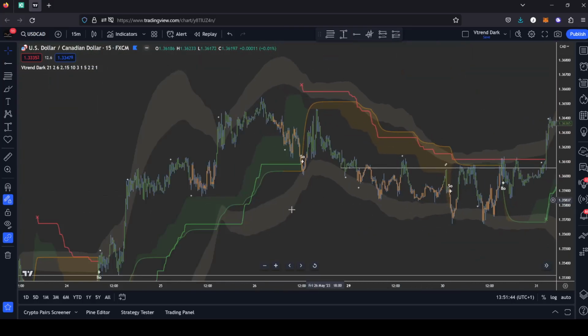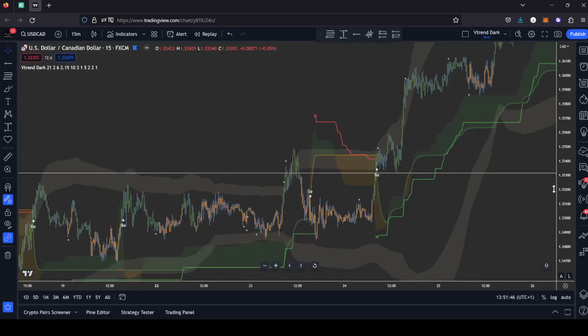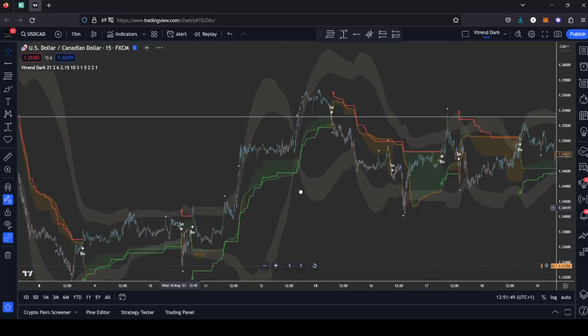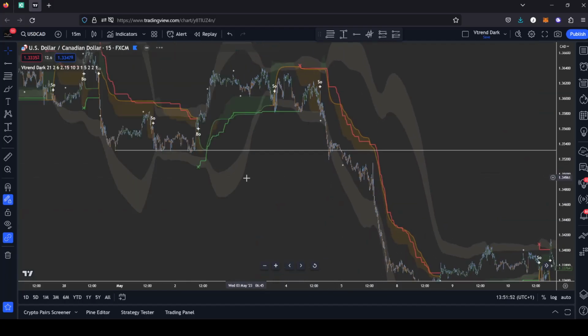So I hope that helps explain the low time frame system and the rules you should go by in order to trade it and be successful with it.